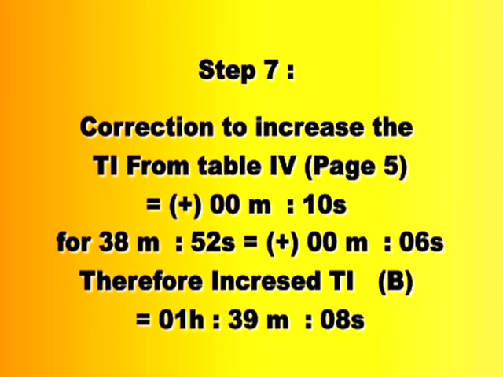Correction to increase the time interval from table 4, page 5, is plus 10 seconds. Now we have to do the correction for the minutes and seconds. For 38 minutes 52 seconds, the correction is 0 minutes 6 seconds. Therefore, the increased time interval is 1 hour 39 minutes and 8 seconds.